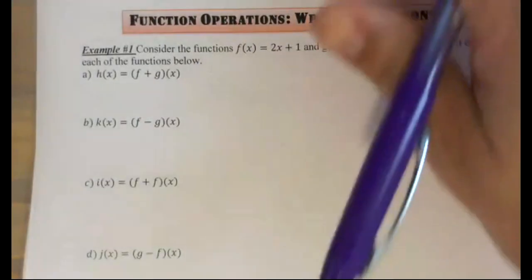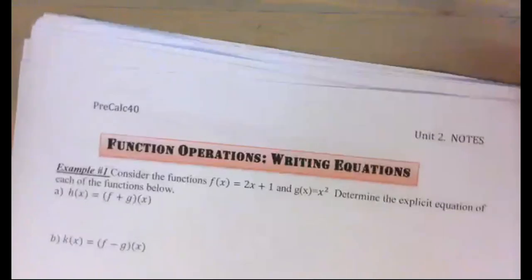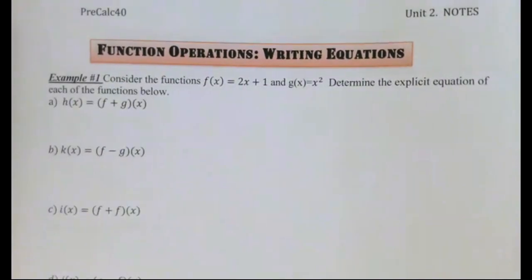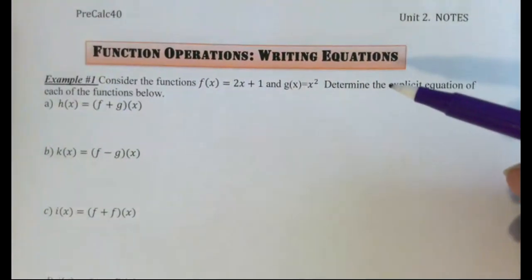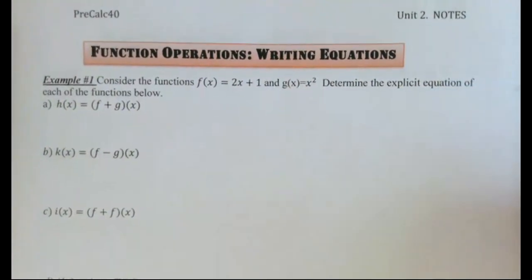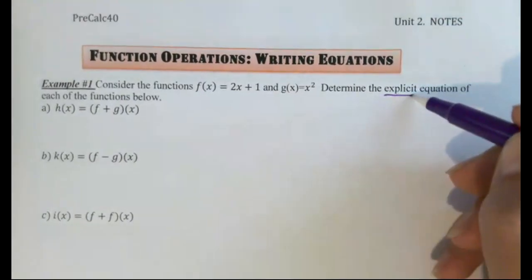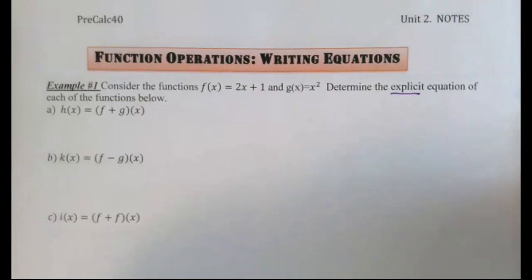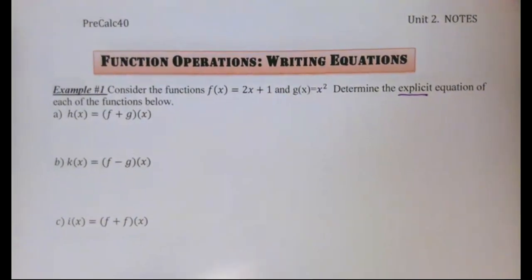So first, the first example, we're going to go through writing equations of these new functions. Consider the function f of x equals 2x plus 1 and g of x is x squared. Determine the explicit equation, explicit meaning we're going to have to simplify it if there's any like terms, of each of the functions below. So first one is h of x.